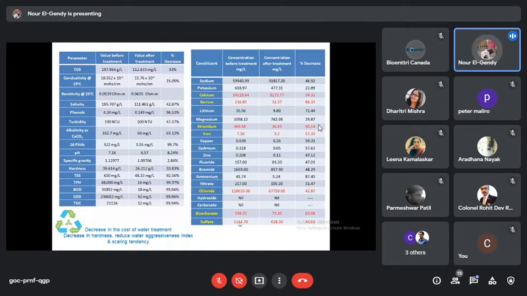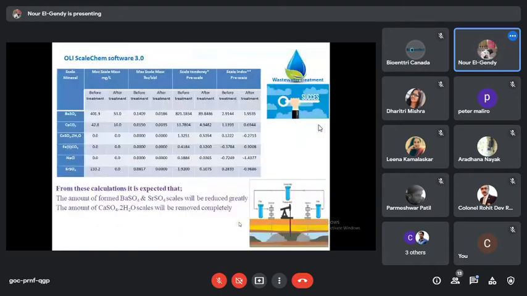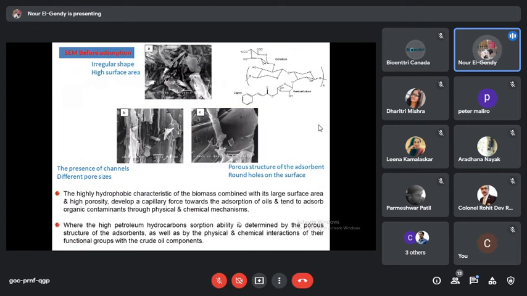And it has also reached safe use for reuse for enhanced oil recovery. This was also confirmed by the software's calculations used for the scale tendency pre-scaling. For example, we have found that the amount of barium sulfate and strontium sulfate, after the application of this biological treatment or biotreatment, is greatly reduced, and the amount of calcium sulfate is completely removed, so it can be safely applied for enhanced oil recovery. Why can we apply this?